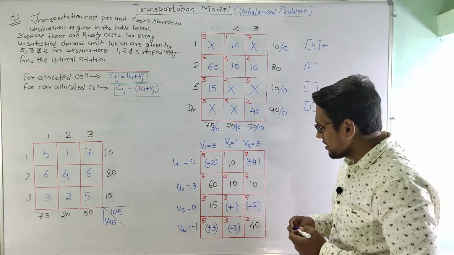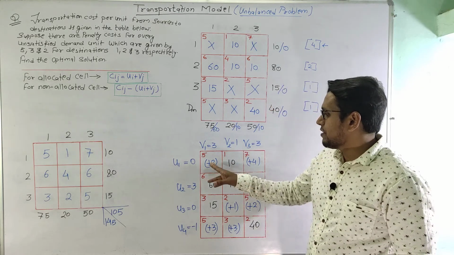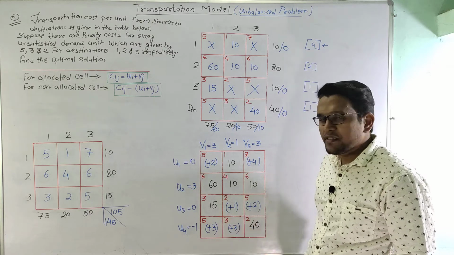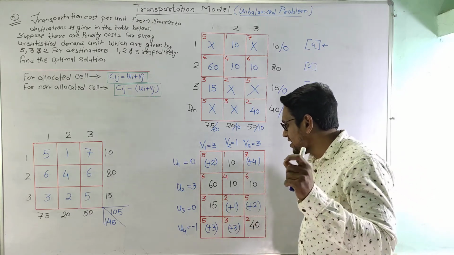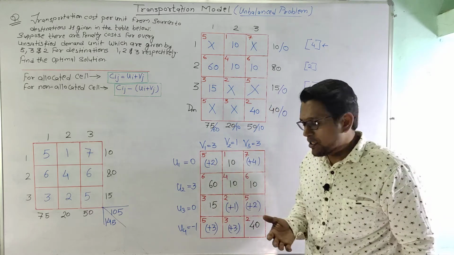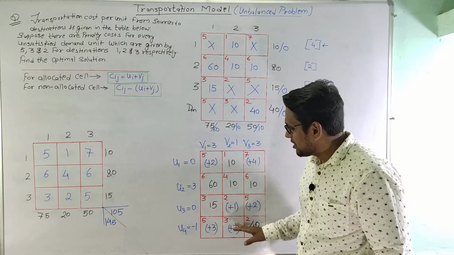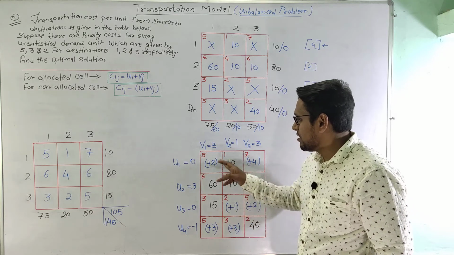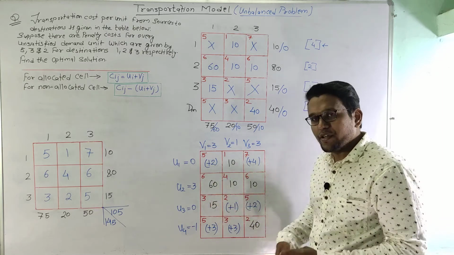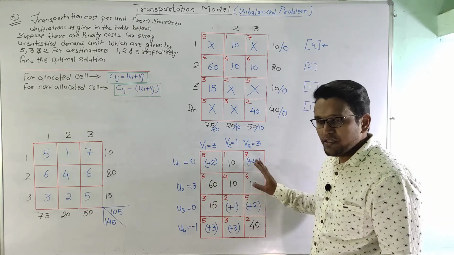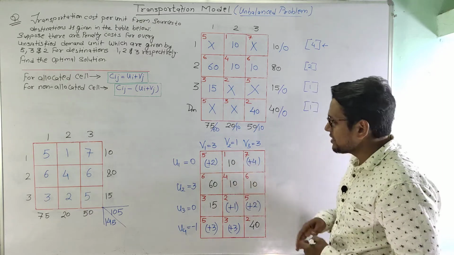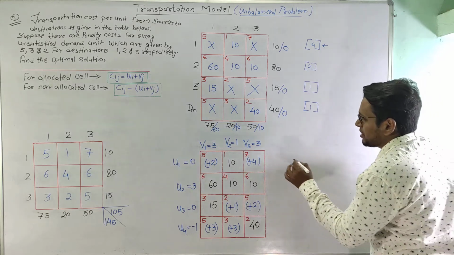And now here we can see that all the values in the non-basic cells are coming as positive. That means even if we allocate a single quantity in these cells, our overall transportation cost per unit is going to increase by these values. So it shows that we cannot improve our solution further, and this is the optimal solution we could get here. So this is the optimal solution, and we need to find the value of z, that is z minimum.